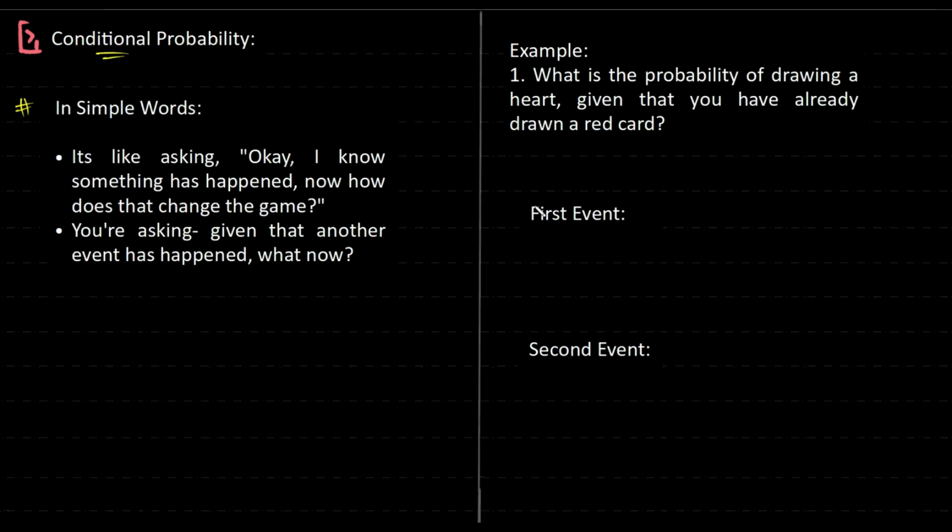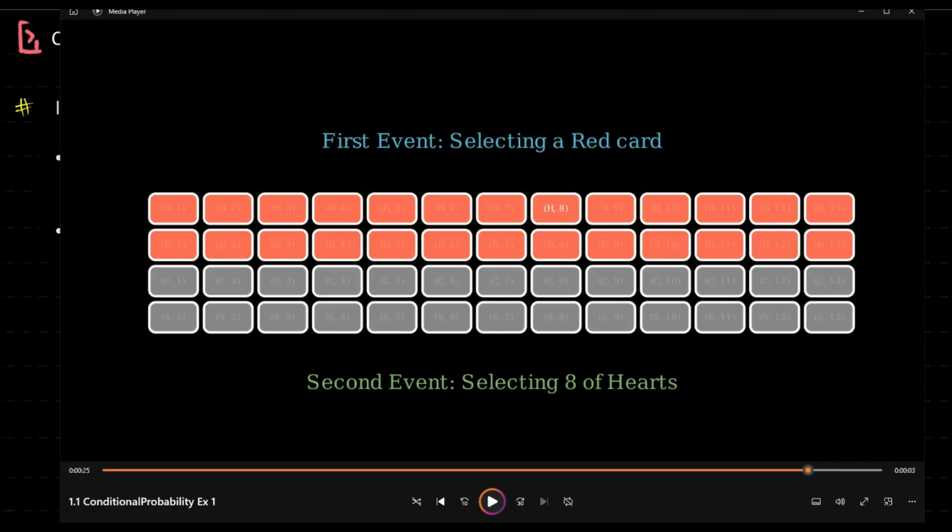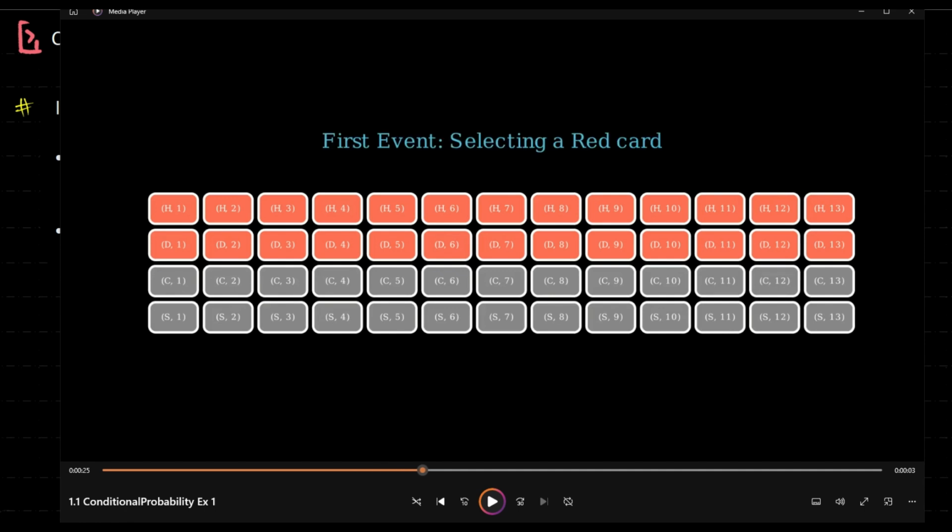Okay. So let me put one more example. What is the probability of drawing a heart given that you already have a red card? So here the first event is the same, actually it's the same example. So we have a red card. And the second event is we have heart. Oh, no, this is not the same. So we have red card and then we are pulling out heart. So first is red card, right? This 2 rows. In that, heart means this entire row.